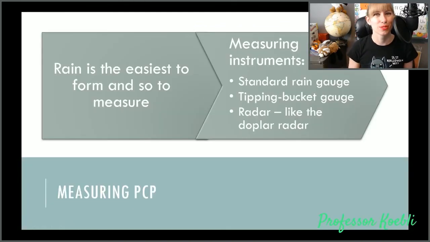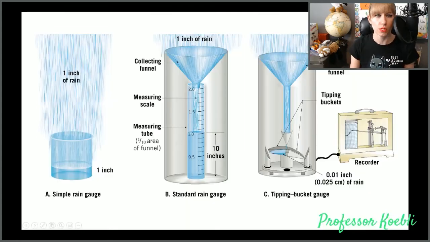How do we measure precipitation though? Rain is the easiest to form and so the easiest to measure. We can measure it using the standard rain gauge, the tipping bucket rain gauge, or radar, like Doppler radar. So over here, we're comparing everything to the simple rain gauge. Basically, the simple rain gauge is you put a cup outside and then you put a ruler next to it and see how much water has formed. That's something you can easily do at your house.